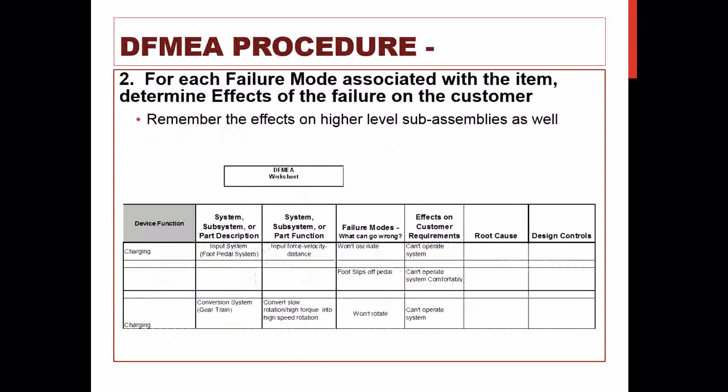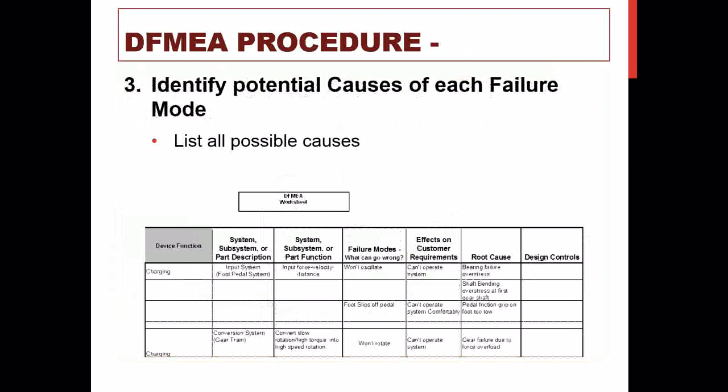So let's start with the design FMEA procedure. The first thing we want to do is we want to look at our function tree or our functional analysis, and we want to look at our systems involved. And so we want to put down what is the function of our device, as we can see in the first column. Then we're going to list our subsystem that we're ranking here and what that function is. And then we're going to start asking ourselves, how can that particular subsystem or part function go wrong?